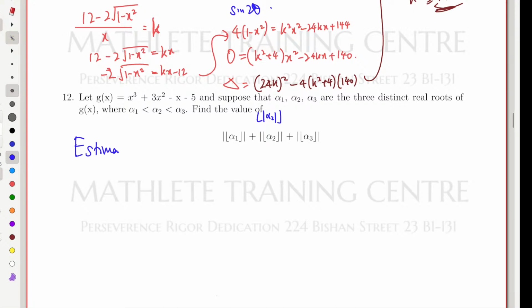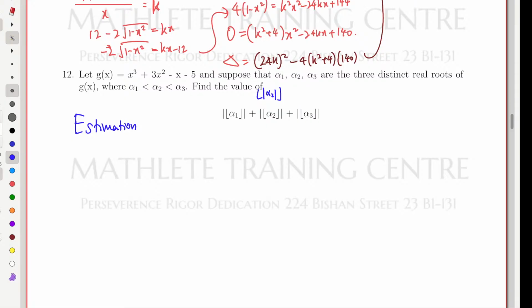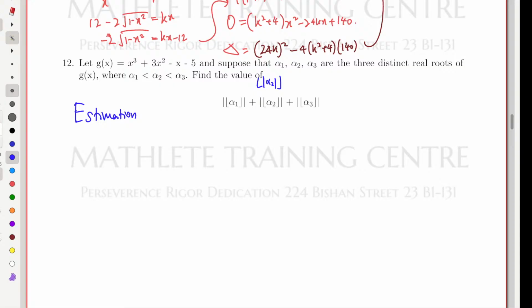When we use estimation, we want to estimate the roots of this x cubed plus 3x squared minus x minus 5. So what do we do? We first figure out in between which real numbers on a number line it will be equal to zero. The value of x at 0, what is it going to be? It's going to be negative 5. So it's going to be somewhere here, negative 5.